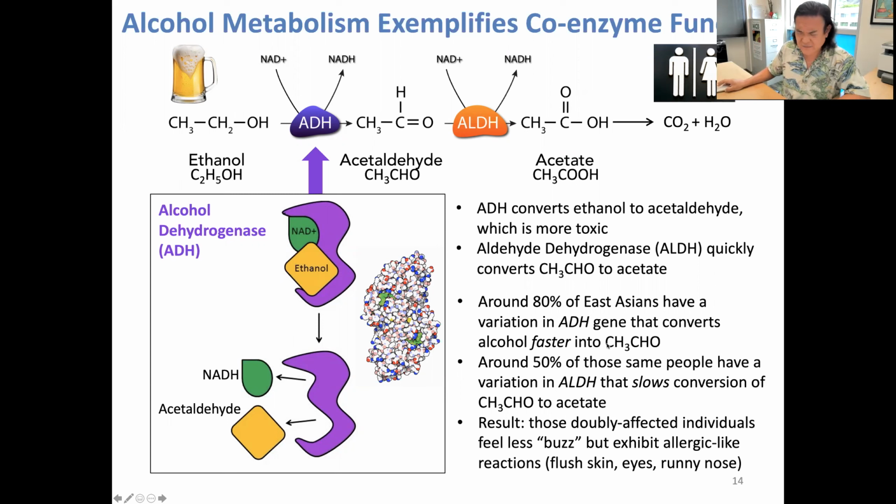And you say, well, but that doesn't make sense, because I thought the whole point was you don't somehow metabolize the alcohol faster. But this is the key here. Around 50% of those same individuals also have a variation in the ALDH gene that codes for the aldehyde dehydrogenase protein. And that slows down the conversion of the more toxic acetaldehyde into acetate.